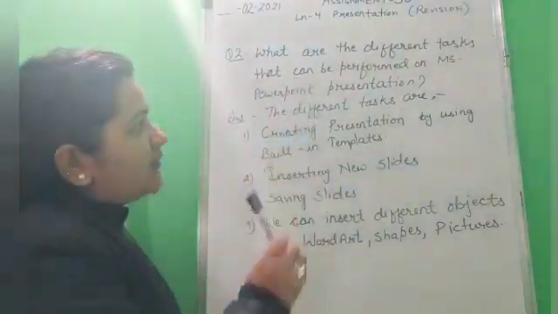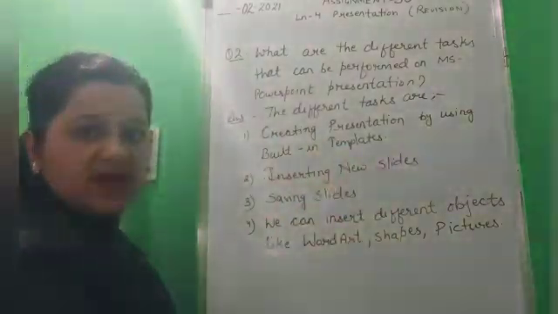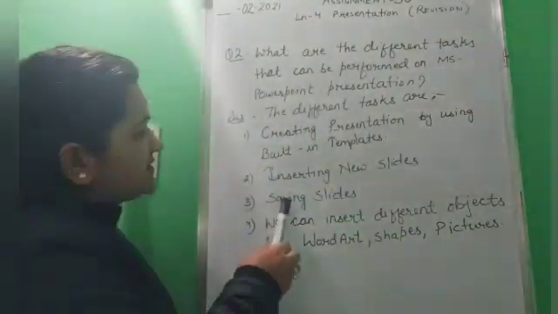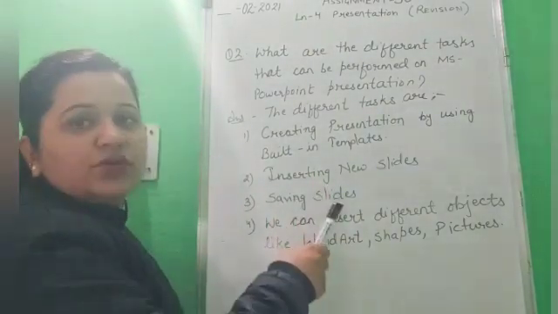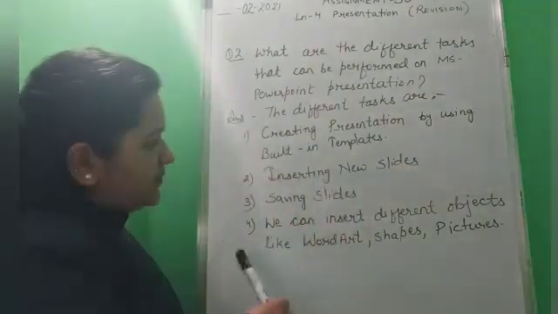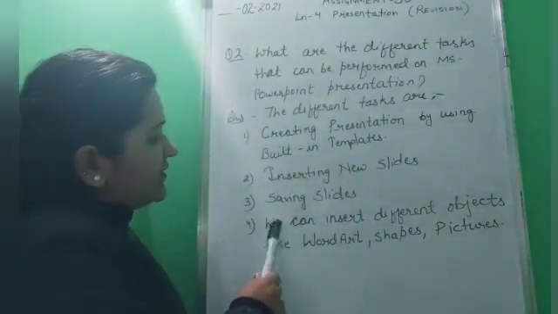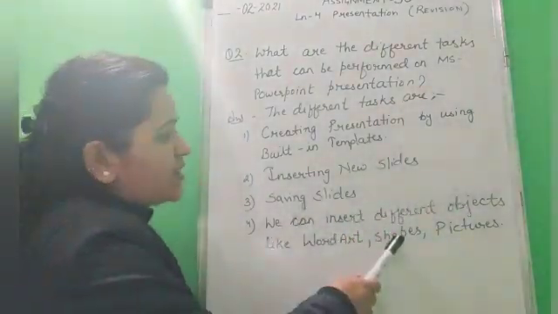Next, what we can perform on MS PowerPoint, we can add new slides in it by inserting them. Next is saving slides. Once we are done with our presentation, we can save it also, so that we can use it in future. Fourth, we can insert different objects like word art, shapes, pictures.